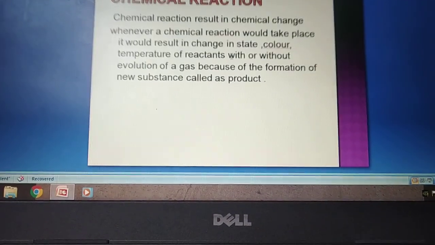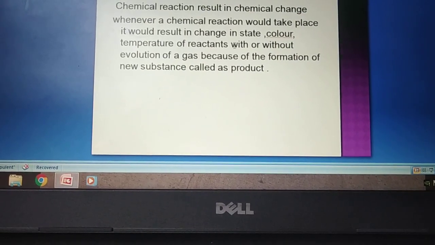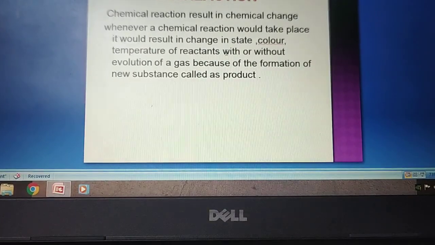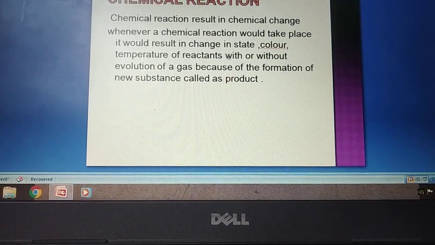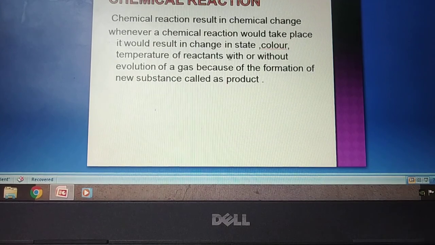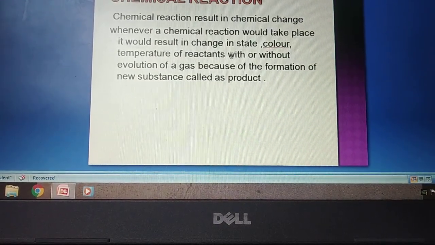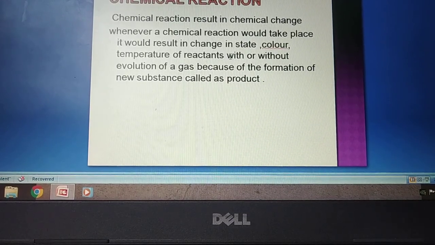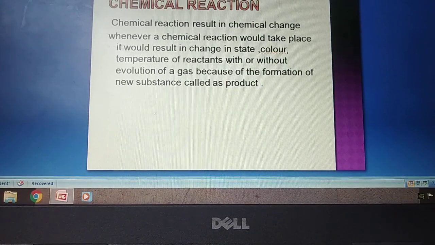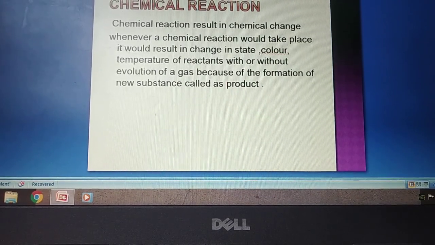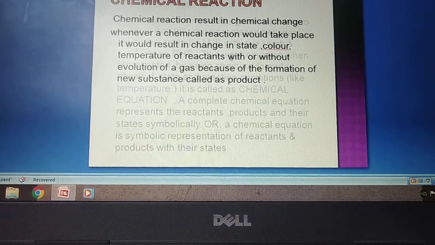Then what is a chemical reaction? Whenever there is a chemical change, there is a chemical reaction taking place. I can say that chemical reactions result in chemical change. Whenever there is a chemical reaction, we will see some evolution of a gas, change in color, state, temperature of reactants, and formation of a new product. This substance is called the product.